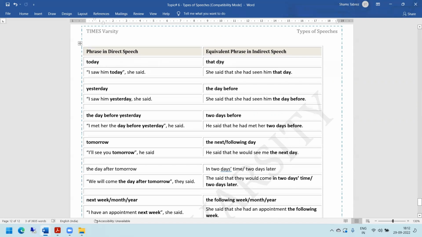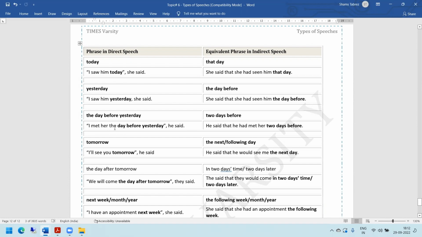So today changes to that day. She said that she had seen him that day. Yesterday changes to the day before. I saw him yesterday, she said. She said that she had seen him the day before.